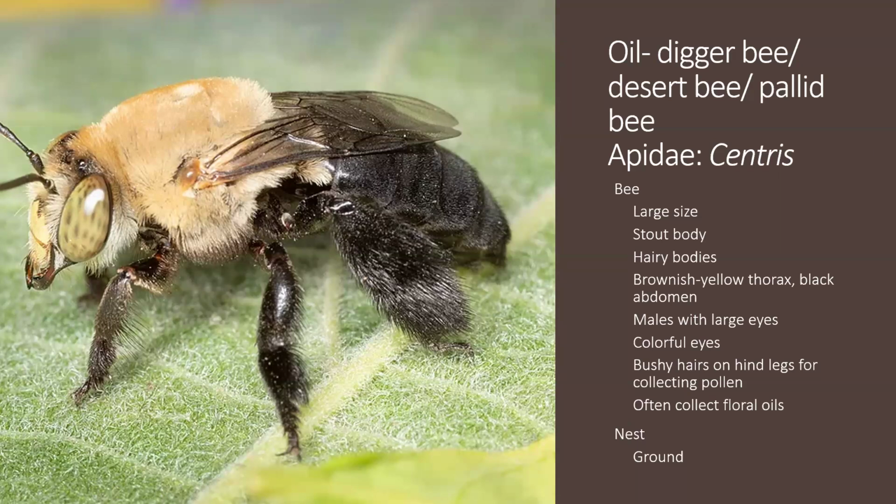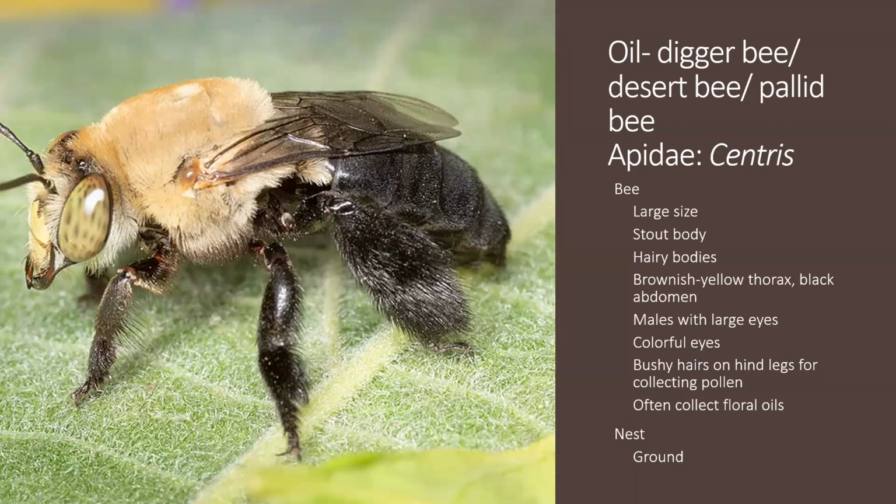So these are going to be usually a dark brown to black color, and black usually on the abdomen, and then the thorax is going to be either like a yellow to maybe sometimes a tan color. Males are going to have very large eyes, and usually the eyes are very colorful. So you can see instead of black eyes, those ones have kind of a yellowish green eye.